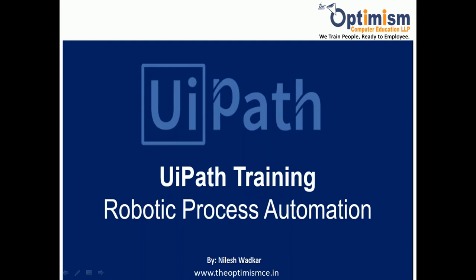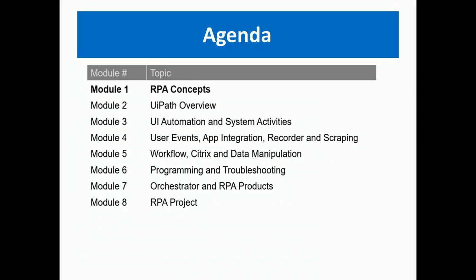Before going into RPA, we have to see what we are going to cover. The first module is the RPA concept. Then we are going to discuss the UiPath overview, where we try to understand the GUI of UiPath. Then module 3 covers the different types of activities. What is meant by activities and all that, we are going to see in detail.